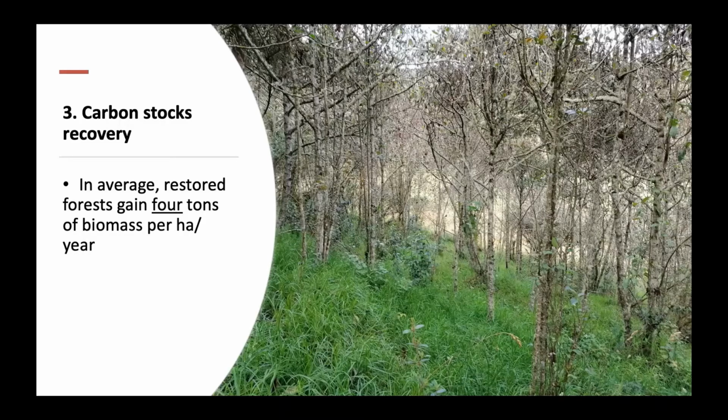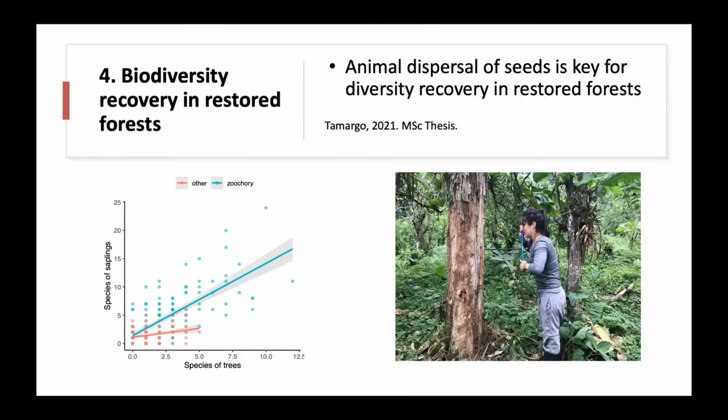We now have an idea of how much biomass restored forests can store. Per year, these restored areas in our study sites can store 4 tons of biomass per hectare per year. We also have results regarding the types of species that should be used for restoration. Animal dispersal of seeds is key for diversity recovery in restoration areas. So if we want to recover tree diversity fast, we should plant trees that have seeds dispersed by animals.